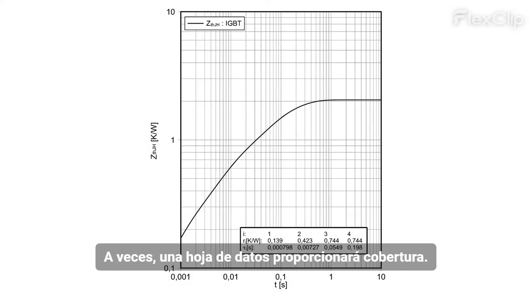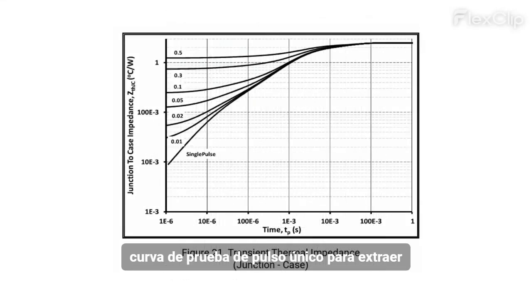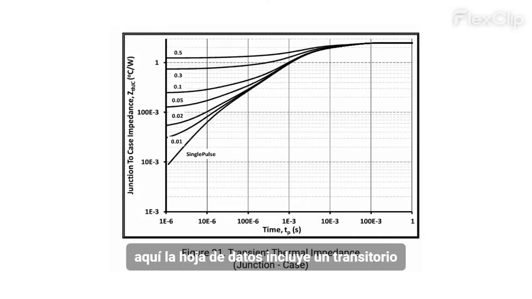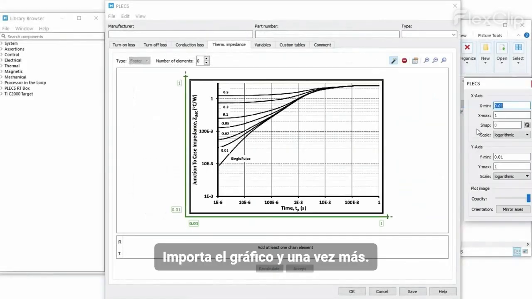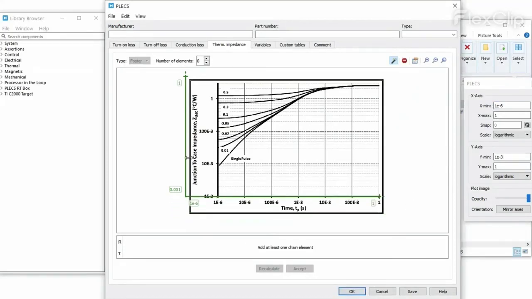Sometimes a datasheet will provide Cauer or Foster network coefficients, but when these are not given, we can use the single pulse test curve to extract values. For example, here the datasheet includes a transient thermal impedance curve. Import the graph and once again enter the limits and line up the axis.